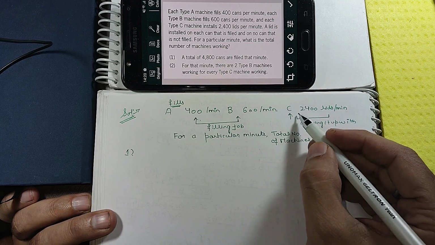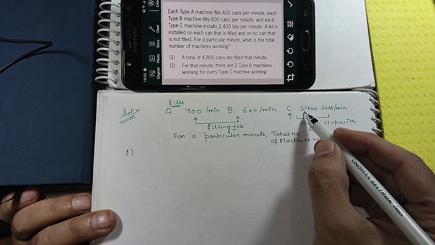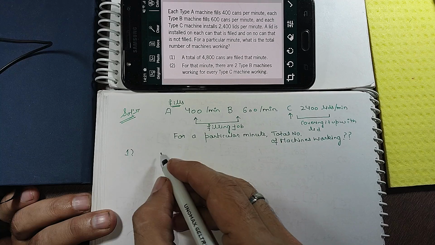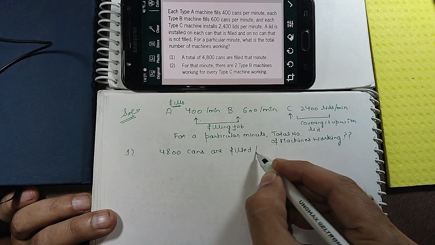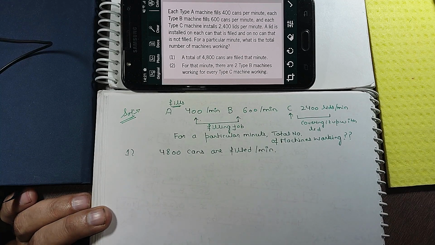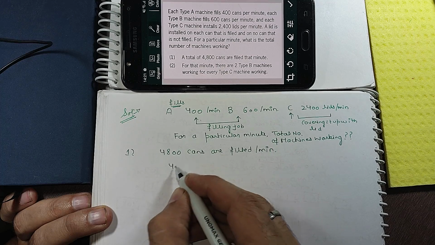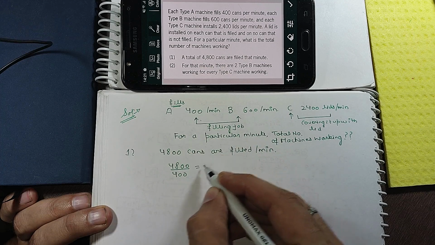Now, with 4800 cans filled at that minute, and since 2400 are filled by one machine, we can say that 4800 cans are filled per minute, that particular minute they are talking of. With this the case, we can have 4800 divided by A's rate of 400. So this is basically 12 machines.